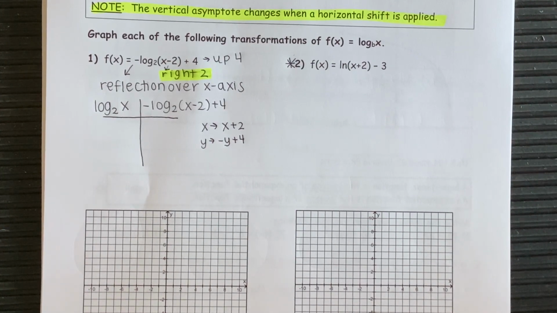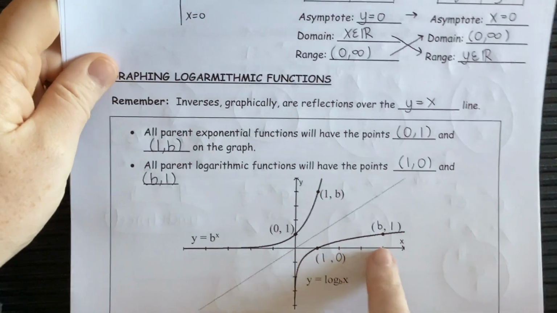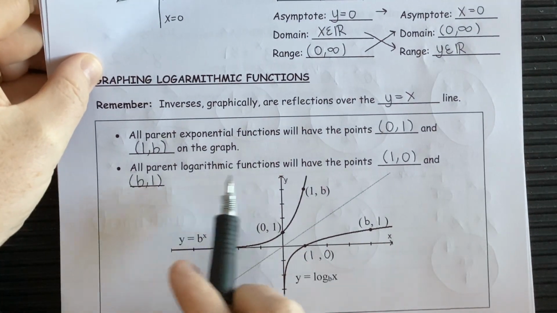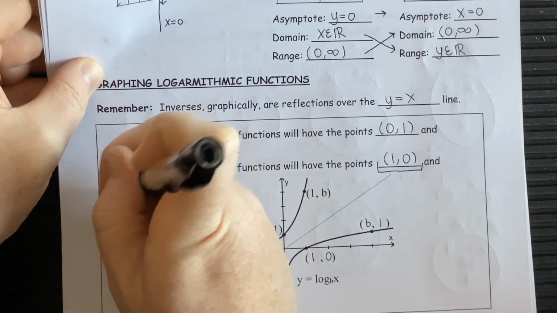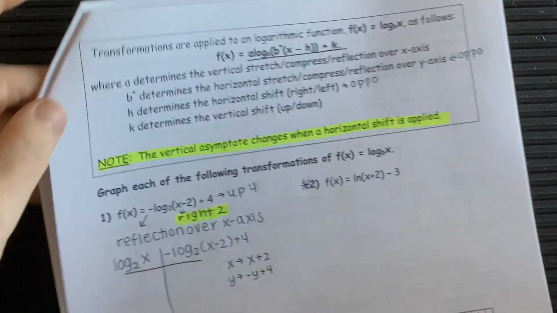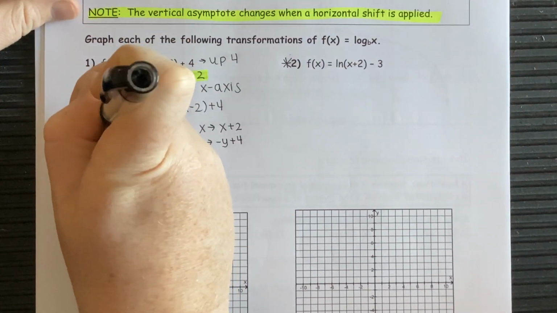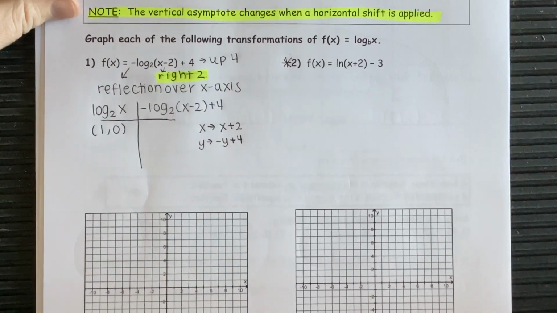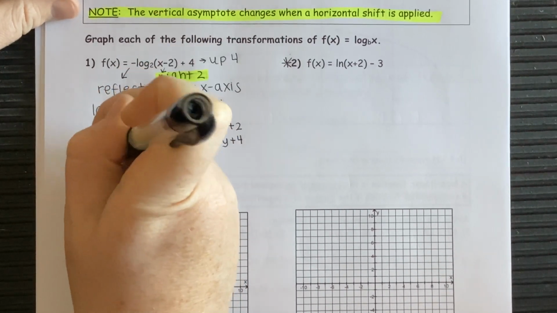Now the real question, how do I create those parent function points? That's when you want to go back and think about what I talked about on this side. All parent function logarithmic functions are going to have the point (1, 0), and they're going to have the point (b, 1). You have to have that down. So let's come back here. We're always in our parent function going to have the point (1, 0), and we're always going to have the point (b, 1). So our base here is a 2, so we're going to have the point (2, 1).